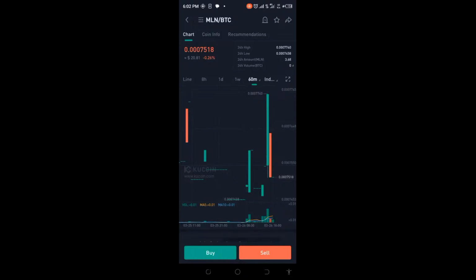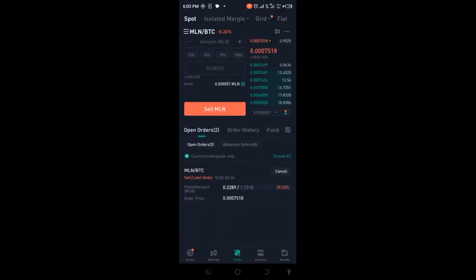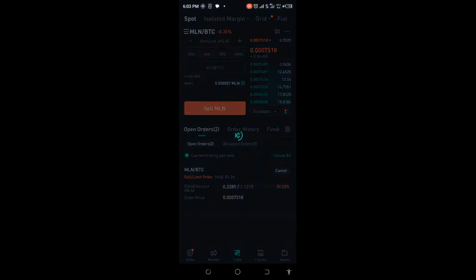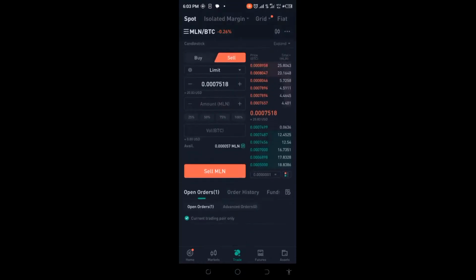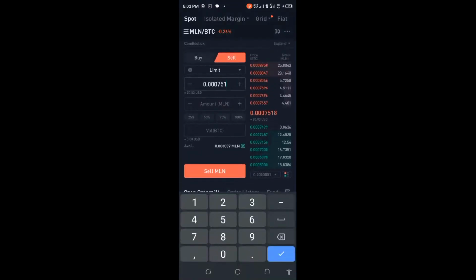I mean, we don't have anything to lose. We already lost a bit already. So let's go ahead and try this. Let me cancel this, right? And then let me go ahead and place this price at 7.7. I don't know. I'm just trying to see whether this is going to work.